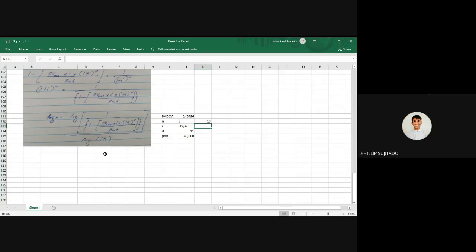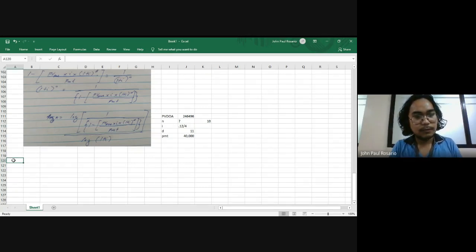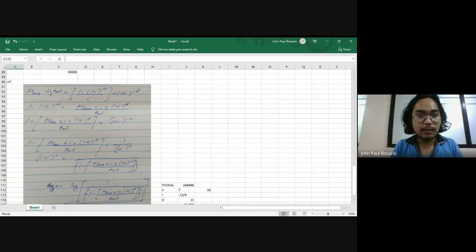Now, let's go to how to solve for I. Do you think we can solve for I using the formula? Considering how complicated the formula is, do you think we can solve for I? Yes or no?